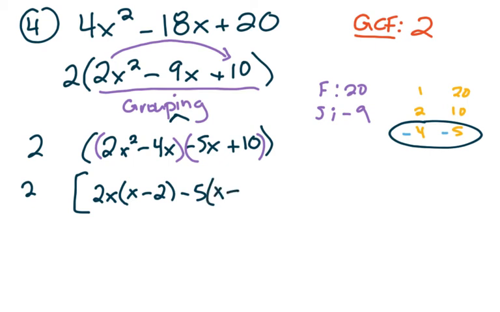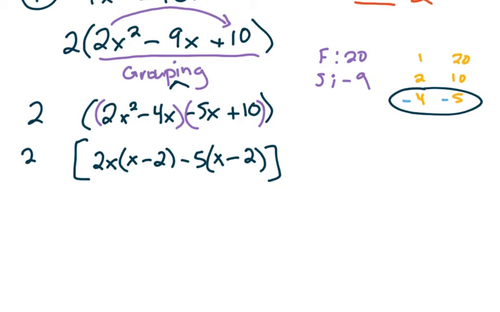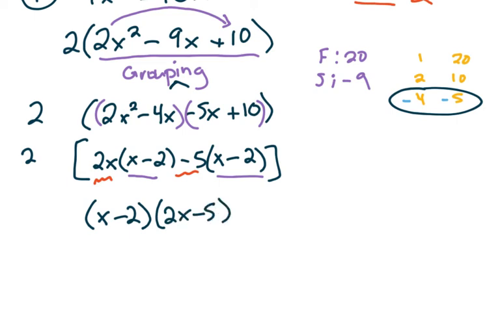Which leaves me with an x minus 2, because I have to take positive 10 and divide it by my GCF of negative 5, which gives negative 2. So x minus 2 and x minus 2, these are the same. So I'm going to factor out an x minus 2. And when I do that, I'm left with a 2x minus 5. Those GCFs make up my other parenthesis. And let's not forget that 2 that we factored out originally. And this is our answer.